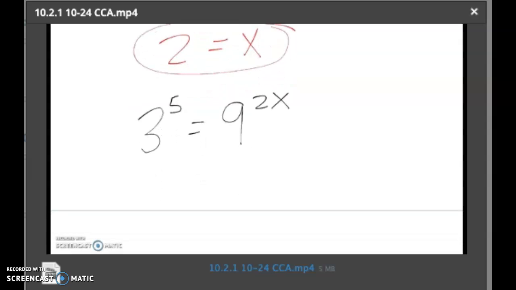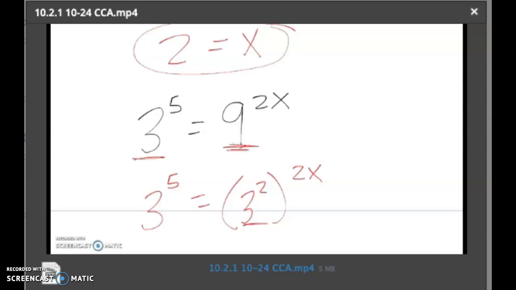All right, so again, I want to try to look at those base numbers, and I want to try to get them to be the same. So I'm going to leave the smaller one as it is, 3 to the 5th, the smaller base number. And then I'm going to try to change the 9 somehow. I want that to be 3 to some power. And I know that 3 squared is the same as 9. So all we did was we rewrote 9 as 3 squared.